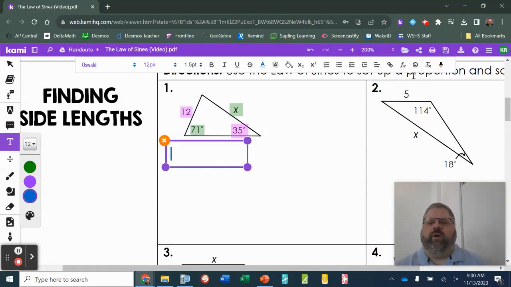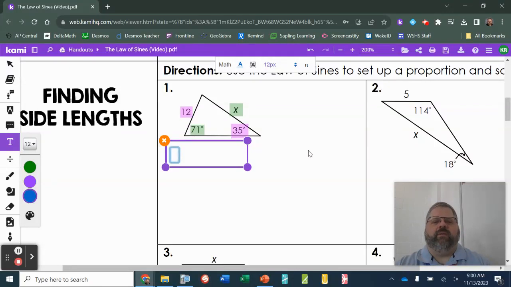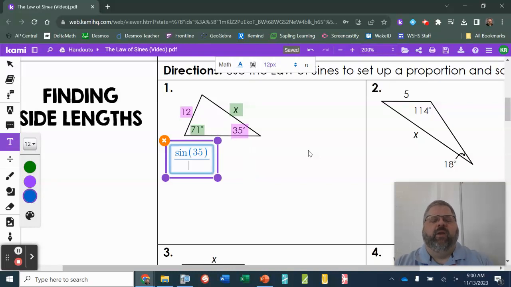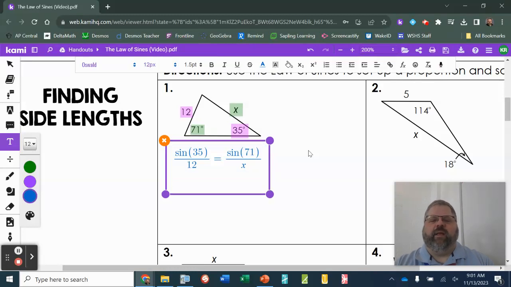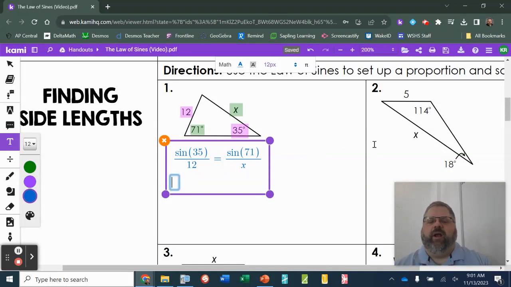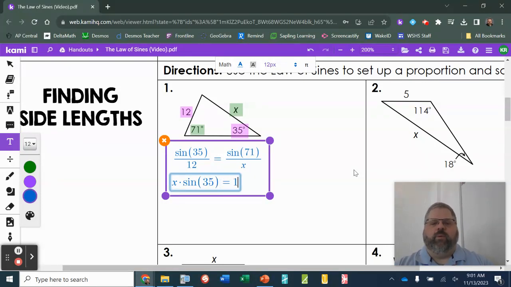So for my equation, I'm going to start with the 35 degrees. So I'm going to say sine of 35. And we understand it to be in degrees because when we get to our calculator or whatever technology we're using, we've got to make sure it's set in degree mode. So sine of 35 degrees divided by 12 is going to be equal to the sine of 71 degrees divided by x. And so now we have a proportion. Here we're just going to cross multiply because that's how we solve proportions. And that's going to leave us with x times the sine of 35 degrees equal to 12 times the sine of 71 degrees.